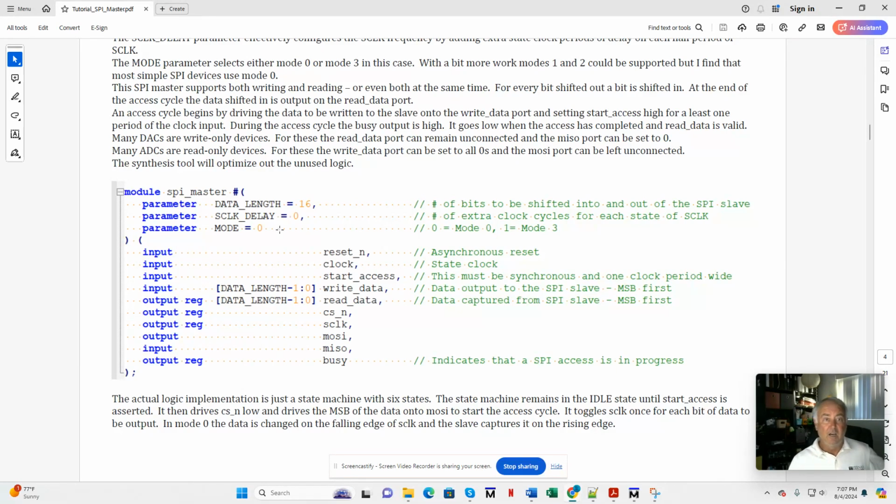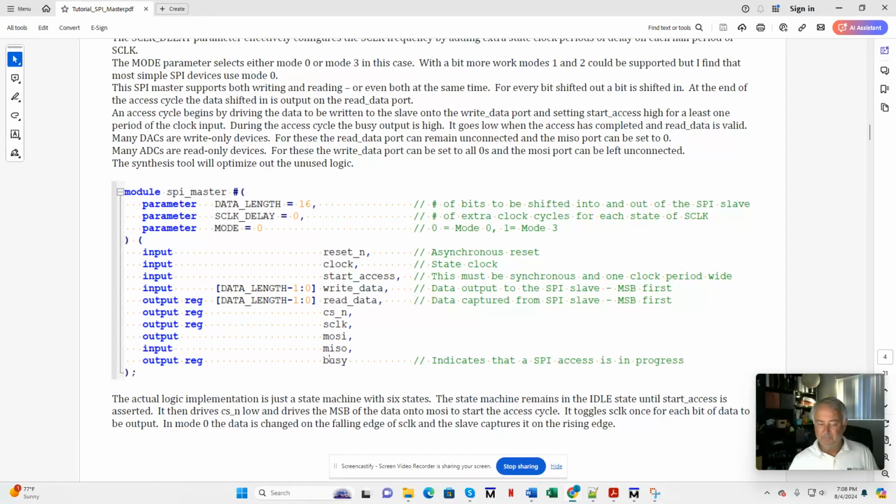All right. So the SPI Master, as it should, supports both reading and writing at the same time. For every bit that's shifted out, you shift the bit in, and so forth. At the end of the access cycle, after having shifted all bits out and in, the data that's been shifted in appears on read data. The busy output is high while the access is going on, so while the bits are being shifted out and so forth.